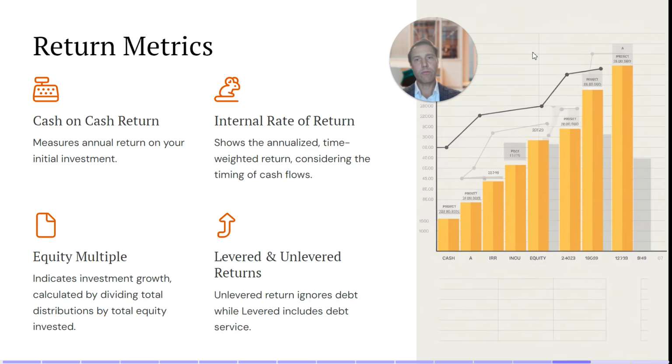Your cash on cash return is really looking at two standard points in time: your initial investment and then your return at the end, at your exit. Internal rate of return considers how long it takes you to get that return back. Your equity multiple is used by most developers just to tell you what your return is based on what you invested, what was the multiple of what you invested versus what you're getting.